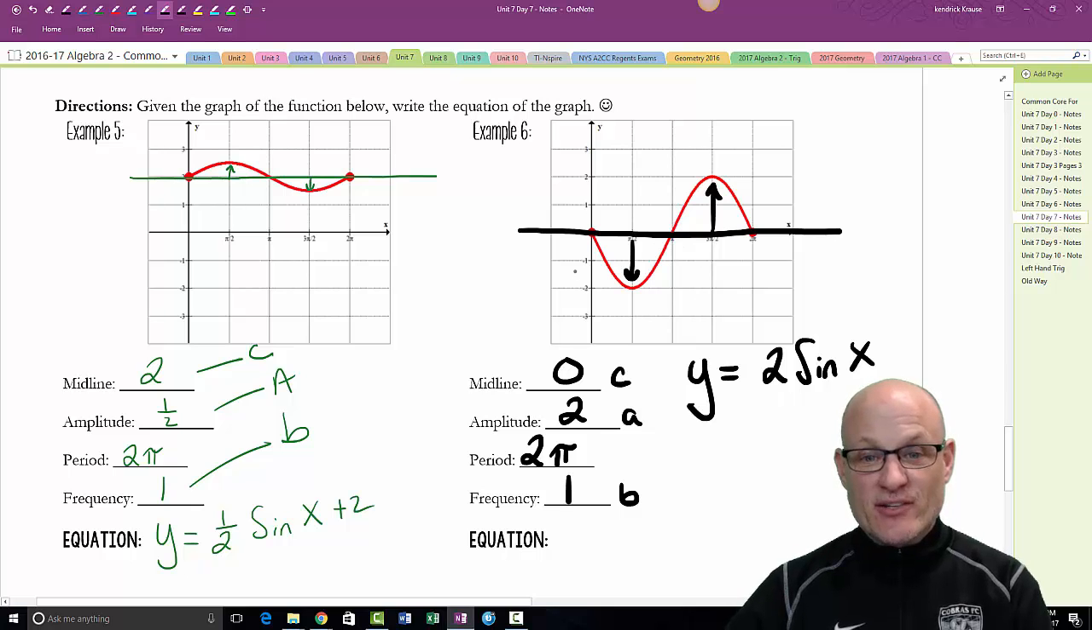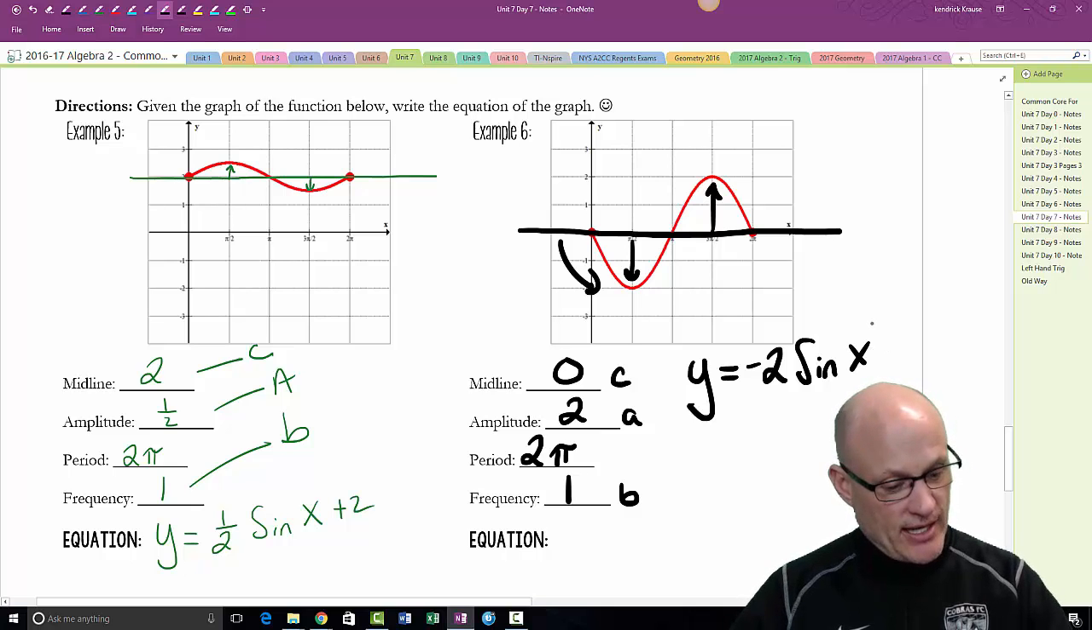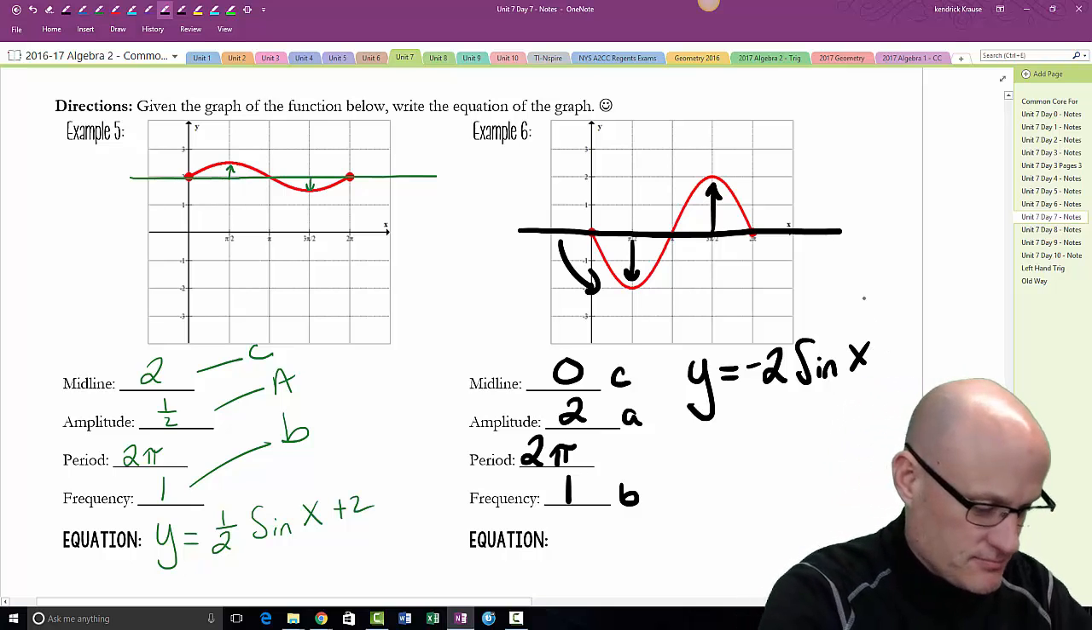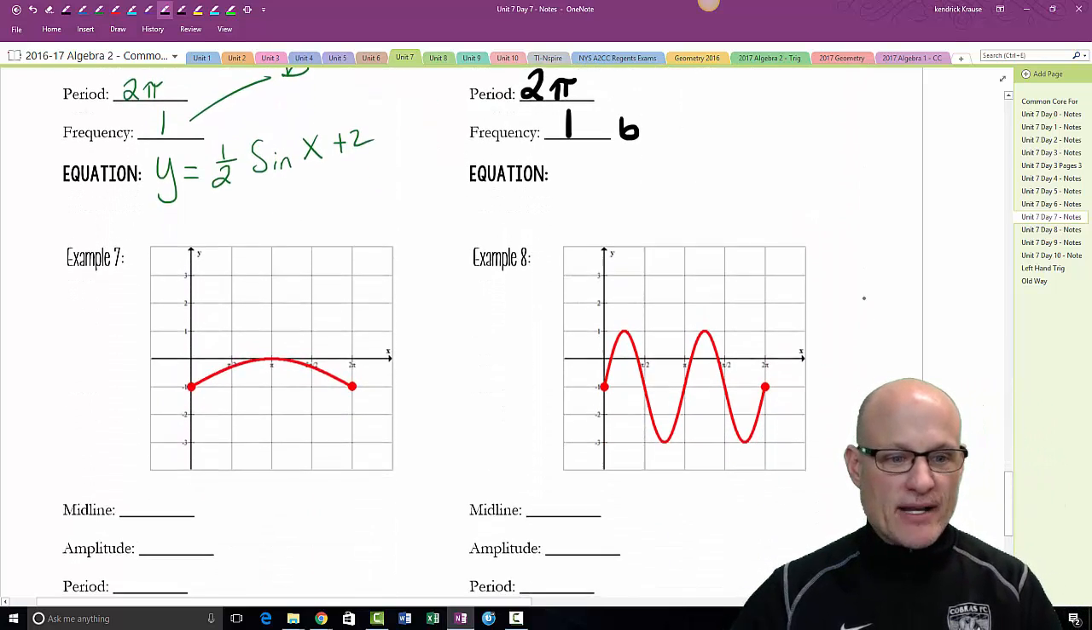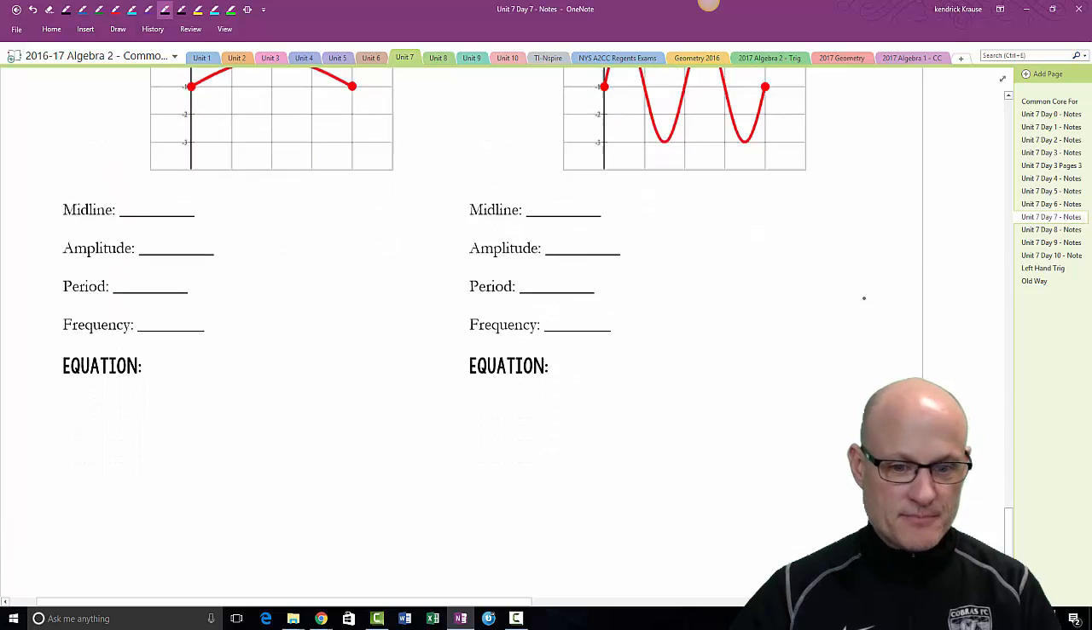Now the only difference is I went down first. And because I went down first, I need to have a negative. So that's just -2 sine x. Another mistake. All right, finally, we've got 2 left and we're finished with this day, I think.